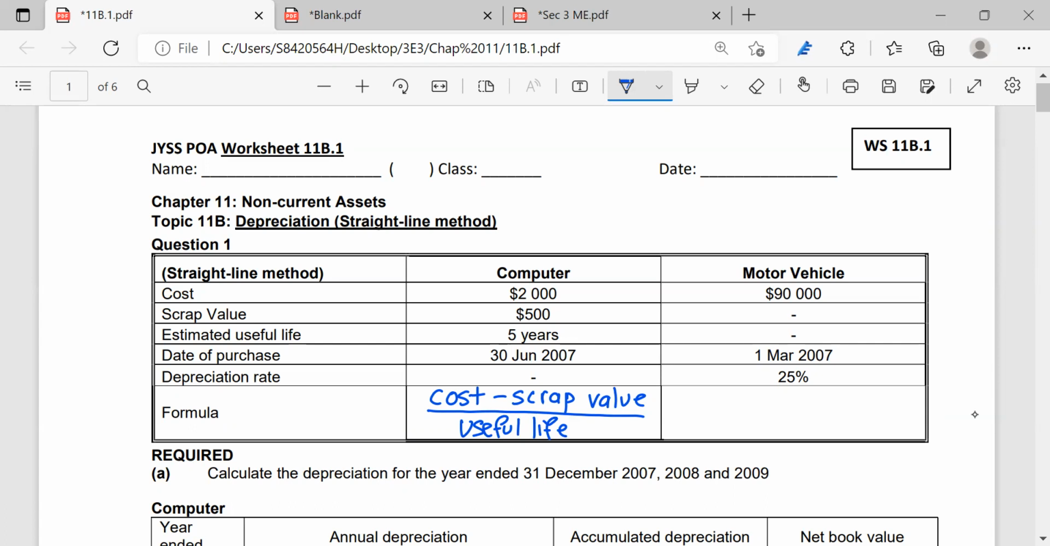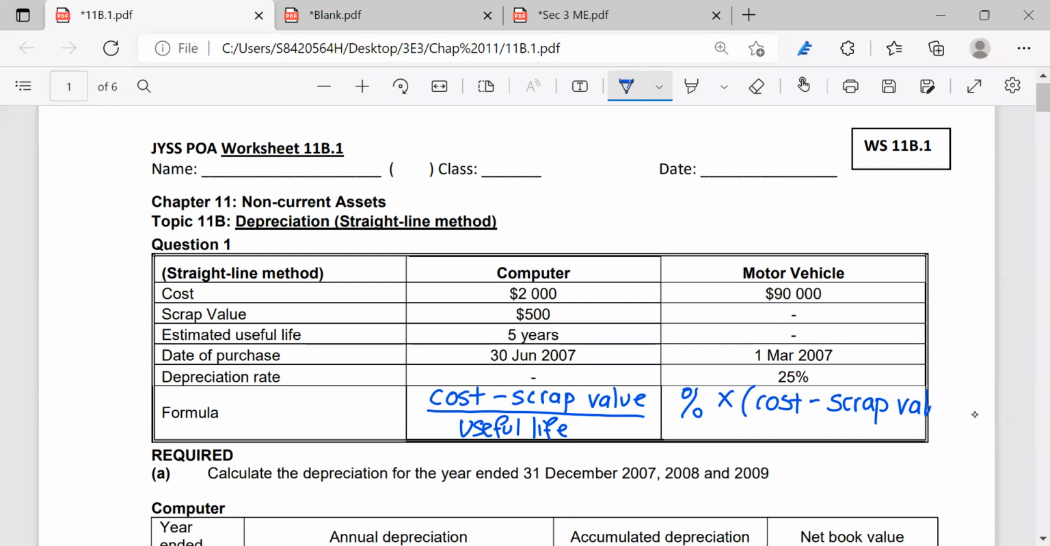Okay, for the second one, maybe we just write down the formula as well. Because for the second one, they didn't give you the number of years of useful life. They give you 25%. Actually, do you realize that 25% is just 4 years? Because 25, 25, 25, 25 makes 100%. So over 4 years, you will fully depreciate it as well. But if they give you a percentage, then you just use the rate, which is a percentage, multiplied by the same thing, cost minus scrap value.